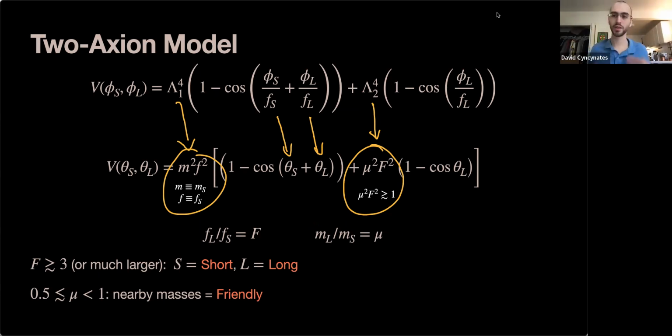Now, as I mentioned, we'll want to think of the short axion as having a smaller decay constant than the long axion.